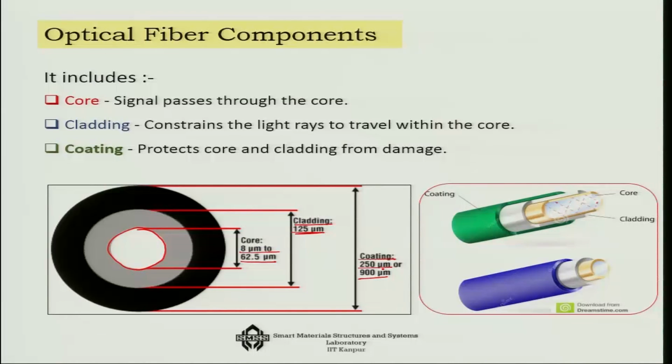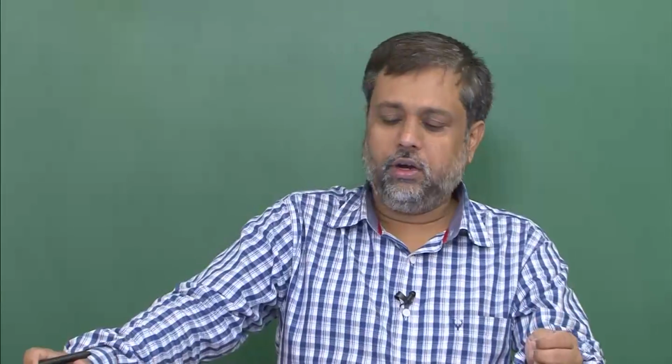Core passes the signal, cladding constrains the light. It has a role in creating total internal reflection. I will explain that in a minute, but cladding constrains the light rays, and coating protects both core and cladding from damage, because fiber optics is made of various types of glassy materials, and some of them are brittle in nature. So during handling there may be fracture. If there is fracture, then all the optical property will be lost, there will be loss of signal. Hence coating has a very, very important role.